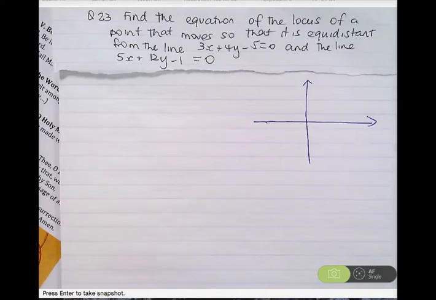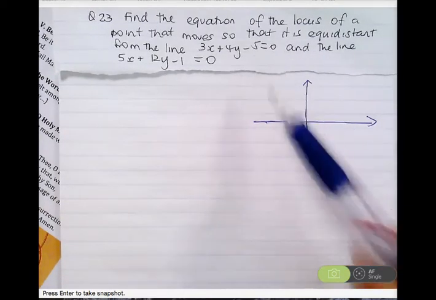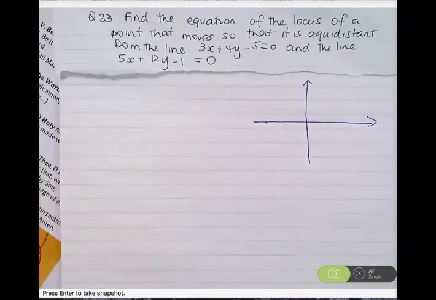Point, distance of a point to a line. Which formula? Distance of a point to a line. Perpendicular distance. But you've got the perpendicular distance of your point to the first line is the same as the perpendicular distance of your point to this second line. So you're going to have to set up two formulas. Now I'm going to sketch these.